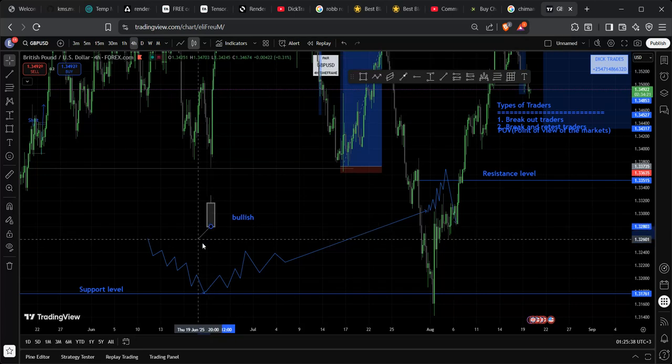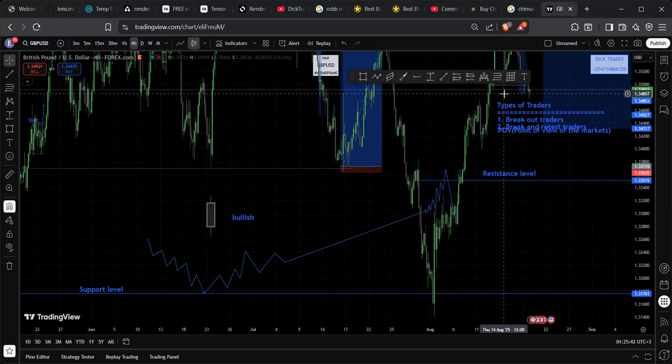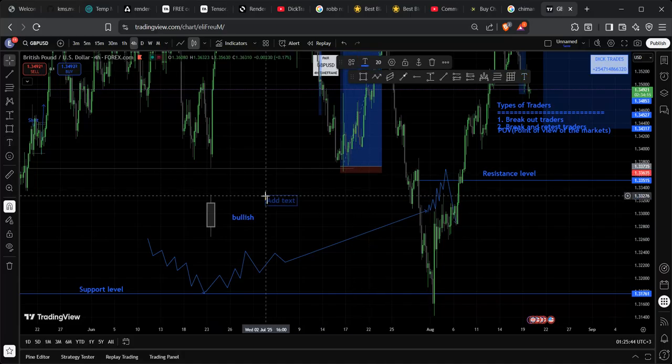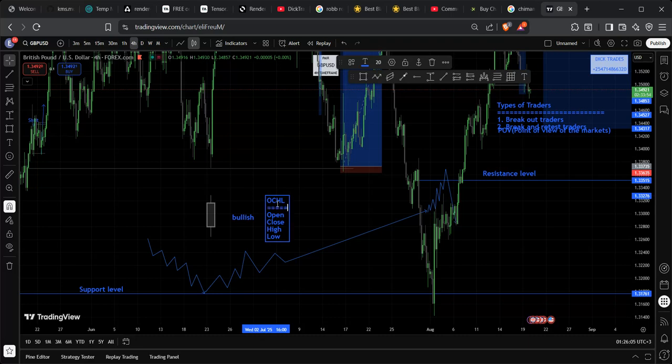It doesn't matter. But what you need to know is the traditional OCHL. What does that stand for? Open, close, high, low. This is the traditional candle.